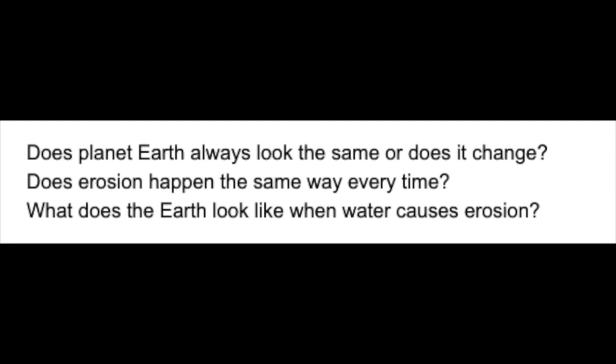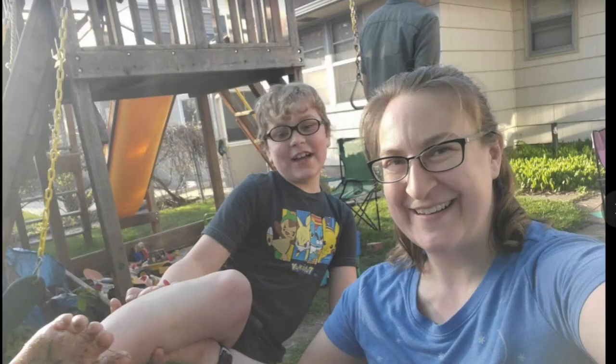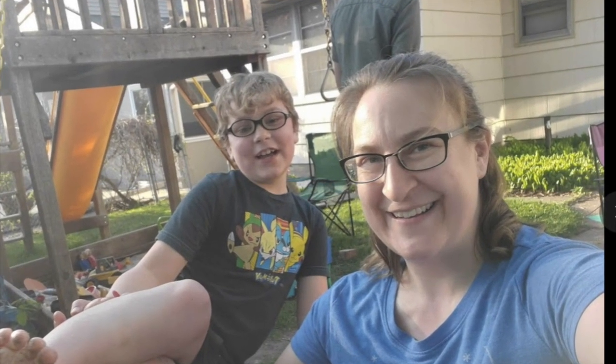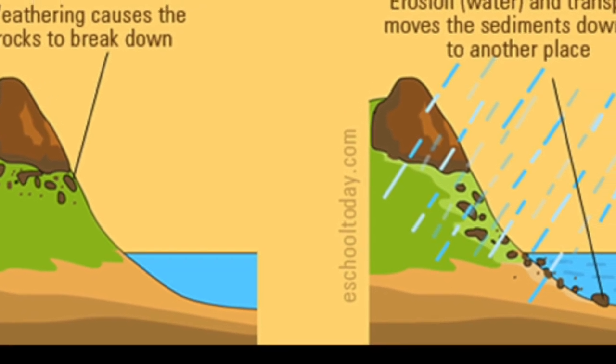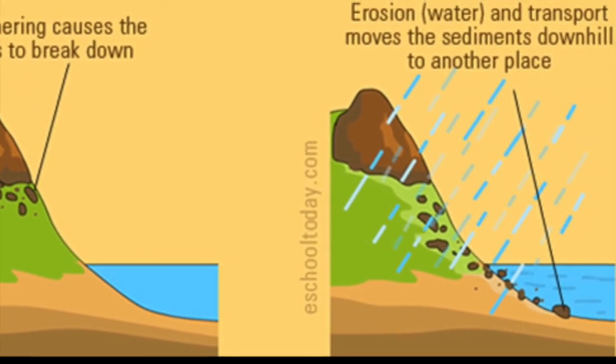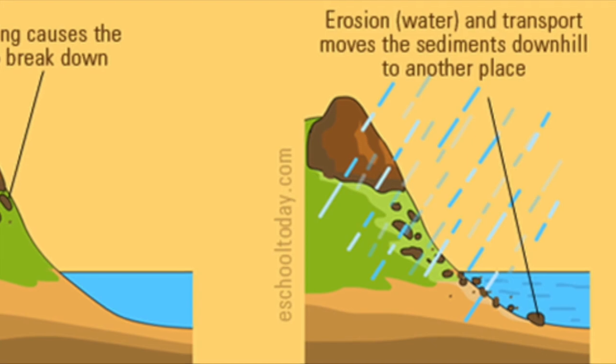Does planet Earth always look the same or does it change? Does erosion happen the same way every time? What does the Earth look like when water causes erosion? This is our work this week. We are learning about erosion. That's when water can move rocks and sand away from one place to another.